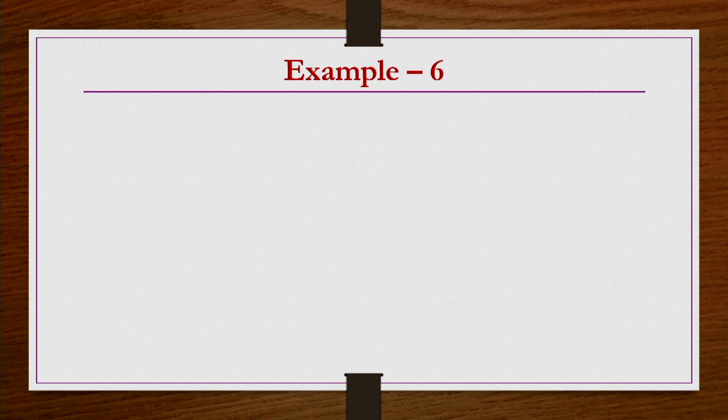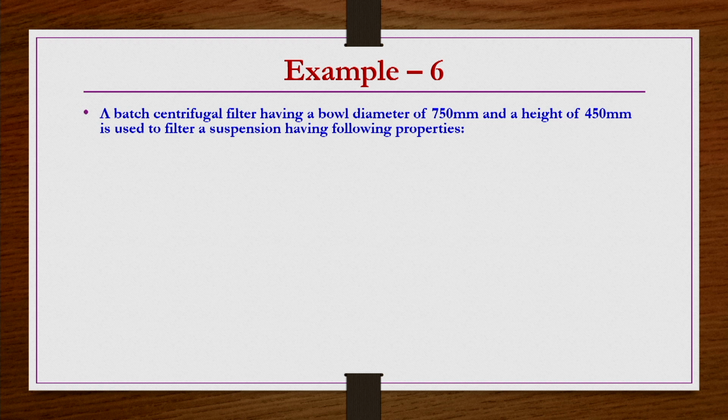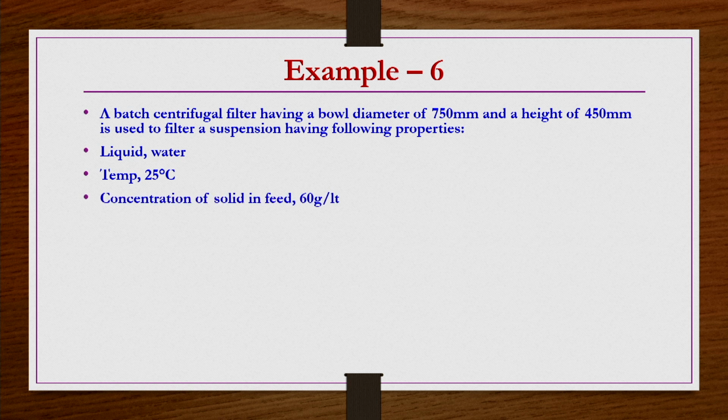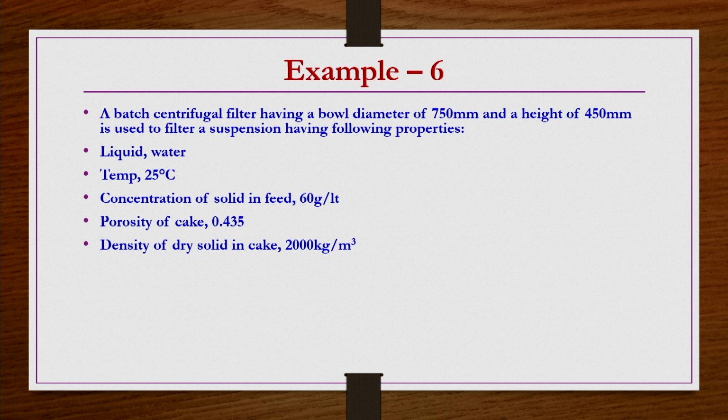Now we take an example problem based on the centrifugal filtration process. Here a batch centrifugal filter having a bowl diameter of 750 mm, that is 2 R2 is 750 mm, and height b is 450 mm, is used to filter a suspension having the following properties. It is liquid water at a temperature of 25 degrees centigrade. Concentration of solid in feed is 60 gram per liter. Porosity of cake is 0.435. Density of dry solid in cake is 200 kg per meter cube. Final thickness of cake is 150 mm.